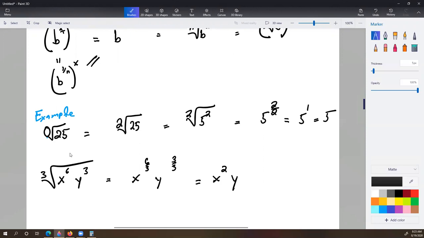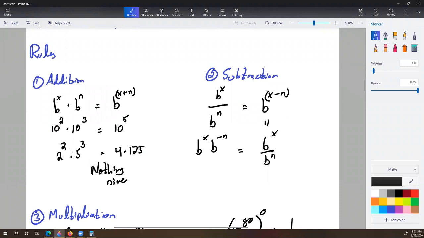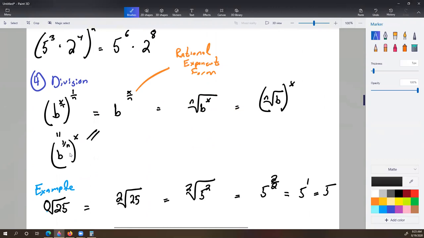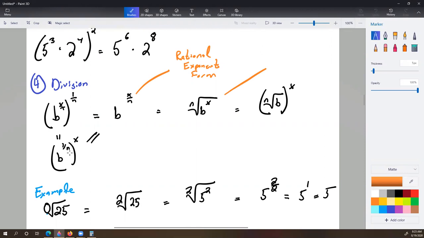Right, so we've got the addition rule, where if you have two like bases you multiply, you just add their exponents. We have the subtraction rule, where if you divide two things with the same base, you subtract their exponents. We've got the multiplication rule, where if you have a base to an exponent and you raise it to another exponent, you just multiply them. And now we've just done the division rule. And these are both in radical form.